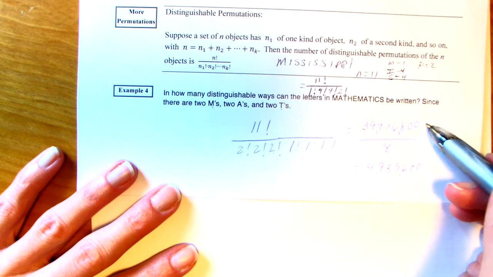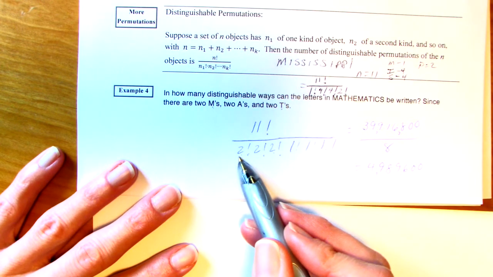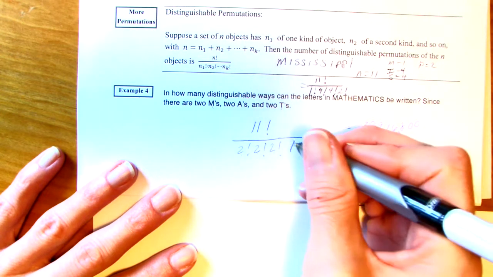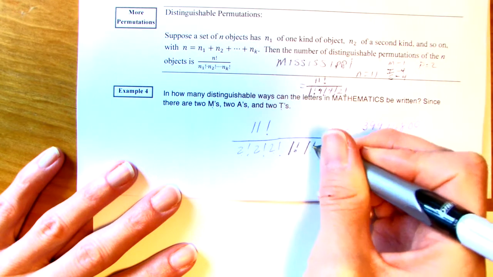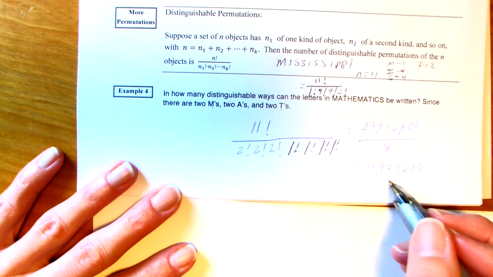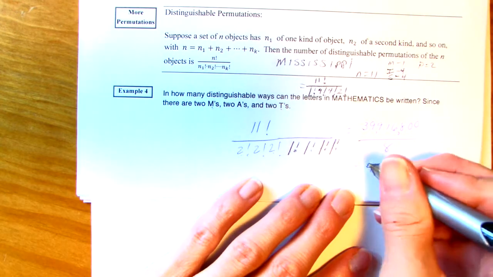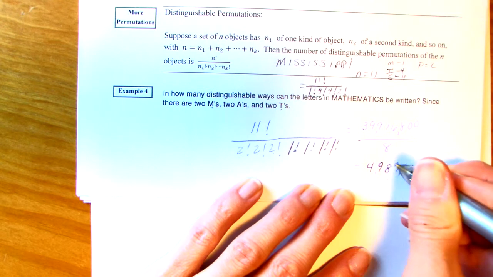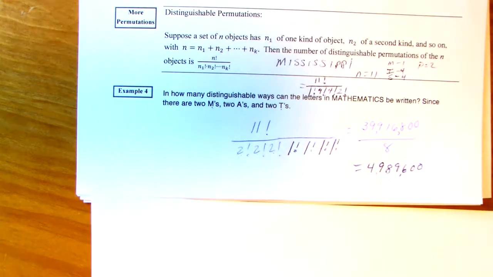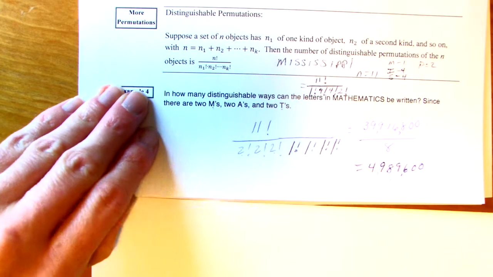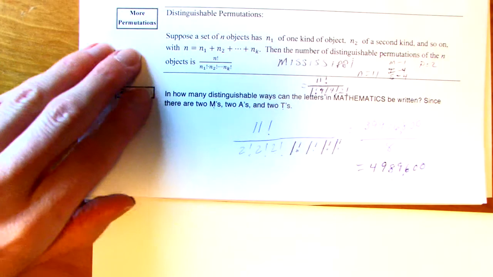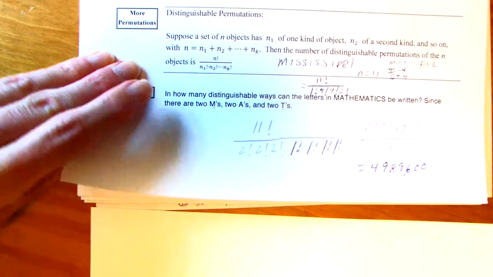So find the value of 11 factorial. 2 factorial is 2 times 1, times 2 times 2, and then all times 1. So you get an 8 on the bottom. This is 1 factorial. I know it looks weird. And this is the answer you get. 4,989,600. That's how many ways you can arrange the letters of mathematics. Because whether you swap the first M versus the second M, it doesn't matter. It's still the same letter.